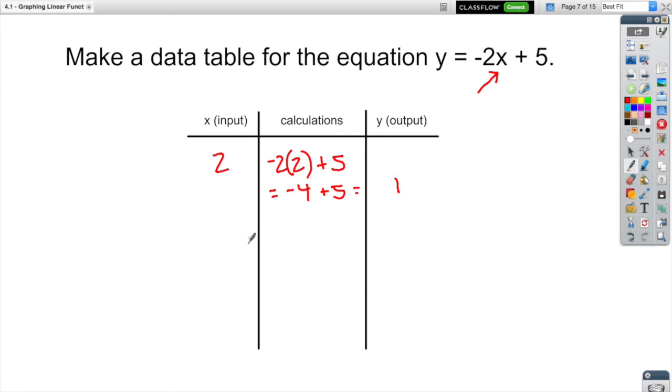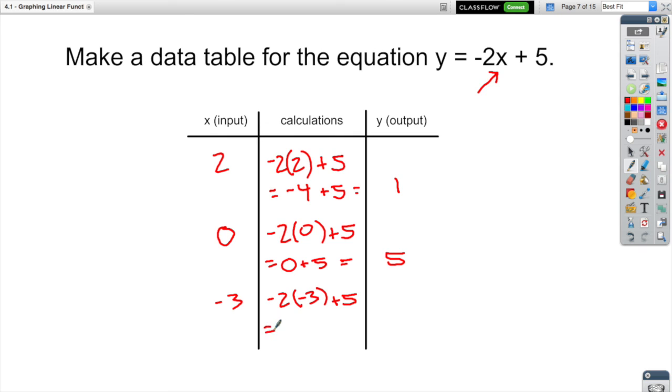Pick another number. In fact, a good number to pick often, 0. So if we plug it in, -2 times 0 plus 5, well, that's going to equal 0 plus 5, which is equal to just 5. And like I said earlier, try to pick at least one negative. We want a complete picture. We don't just want positive numbers, but we want negatives as well. So let's try -3. -2 times -3 plus 5. Order of operations, we get -2 times -3 is 6. And 6 plus 5 is 11.